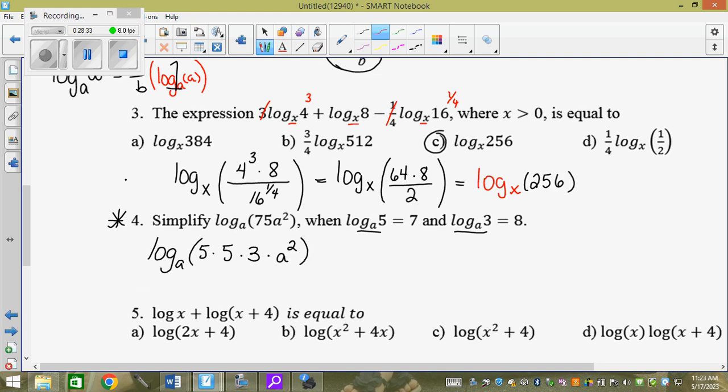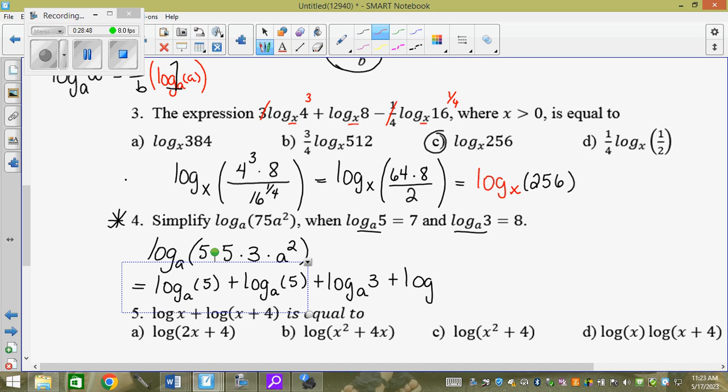And then I expand that out. I get log base A of 5 plus log base A of 5 plus log base A of 3 plus log base A of A squared. This actually works out to something really nice. What can I replace log base A of 5 with? 7 plus log base A of 5, 7 plus log base A of 3, 8. And then log A of A squared is 2. So I actually get 22 plus 2, 24.